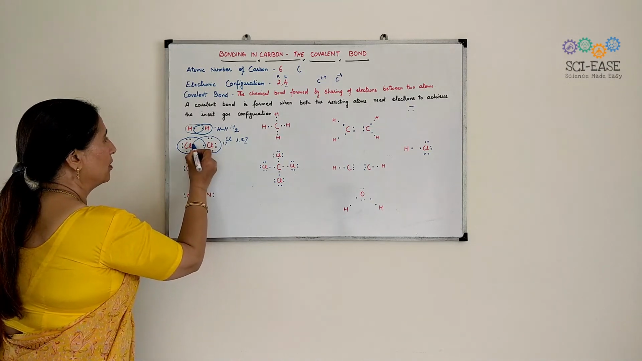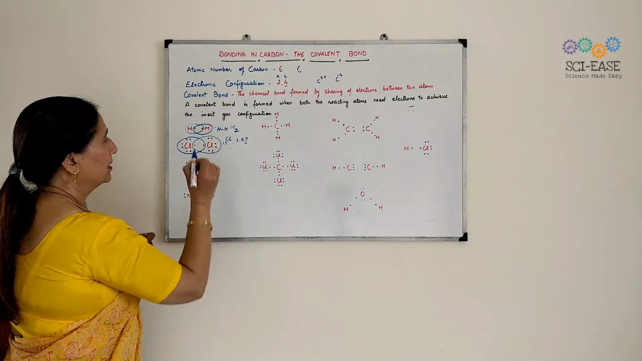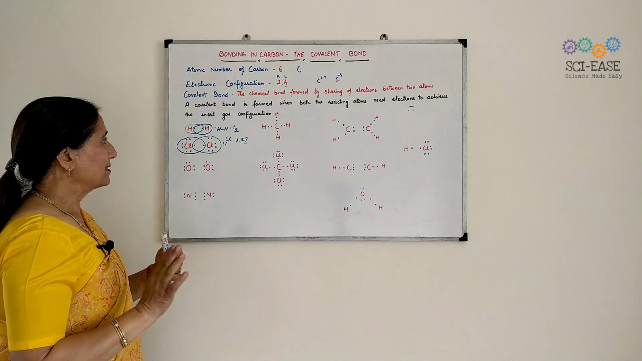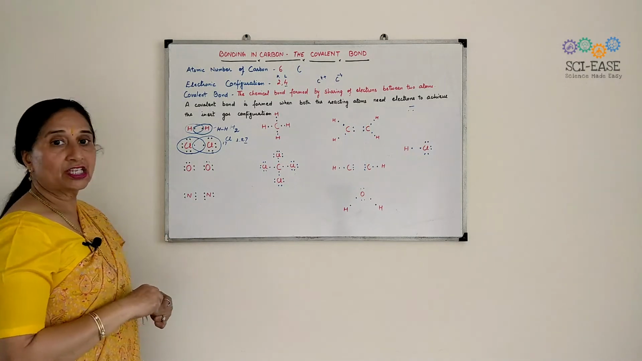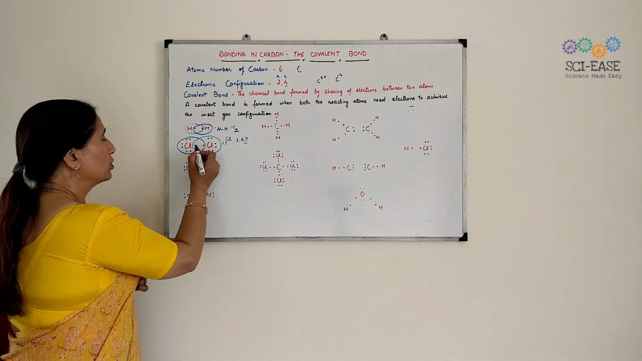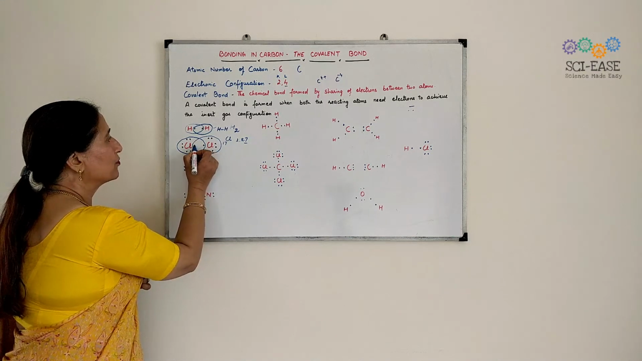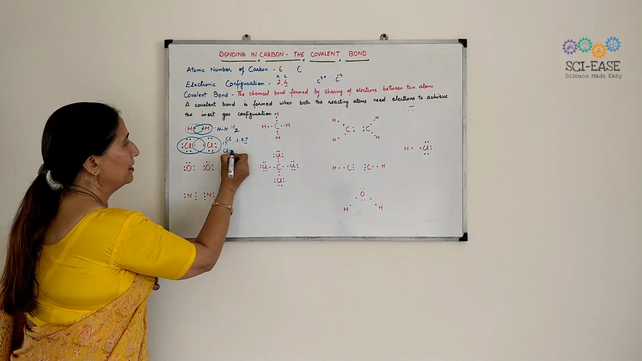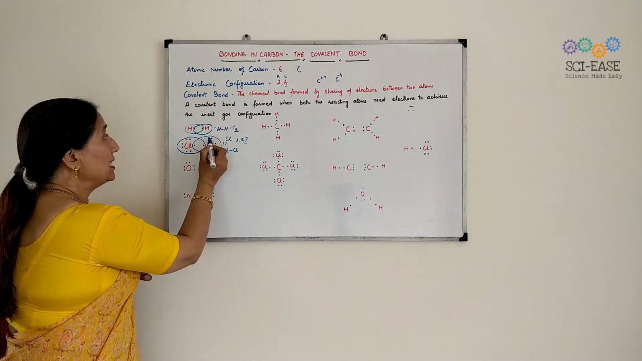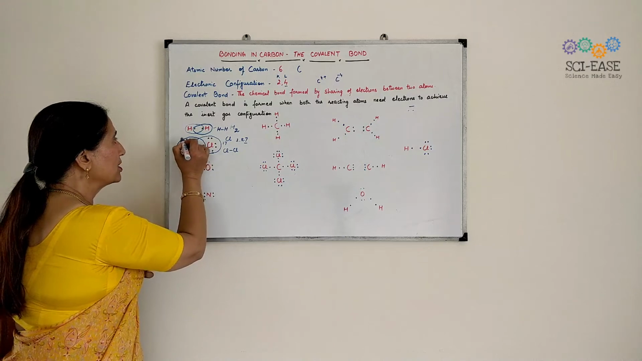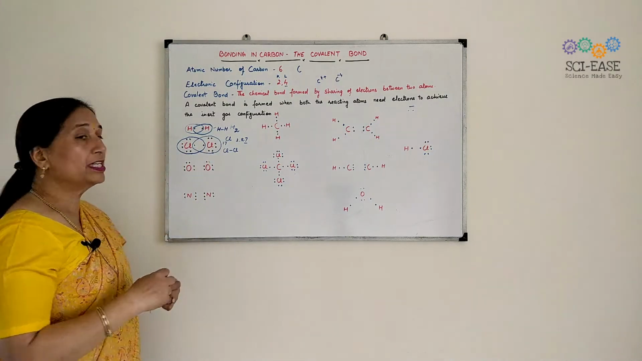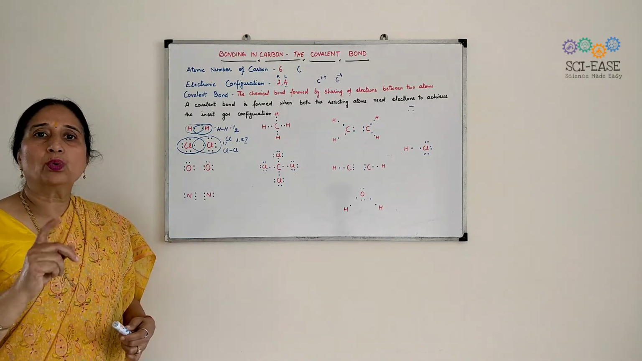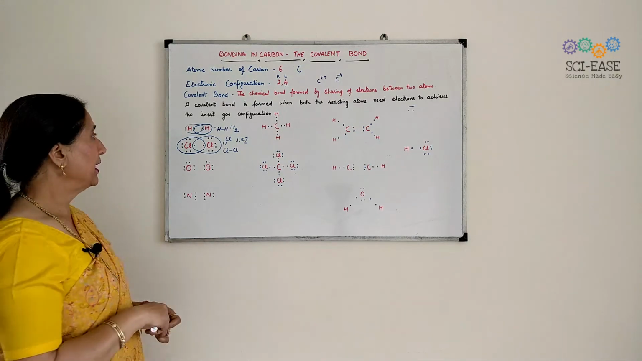It has acquired the nearest noble gas configuration, and this chlorine will also share this electron, and its outermost shell is completed. Octet, you can say. So what will be the result? There is formation of single bond. So Cl, Cl. These electrons which are outside the chlorine, which have not taken part in the bond formation, are known as unshared pair of electrons.